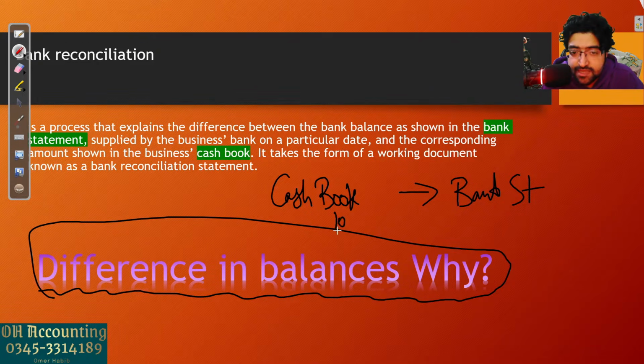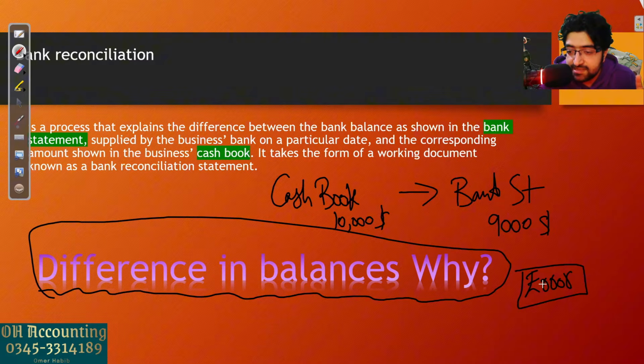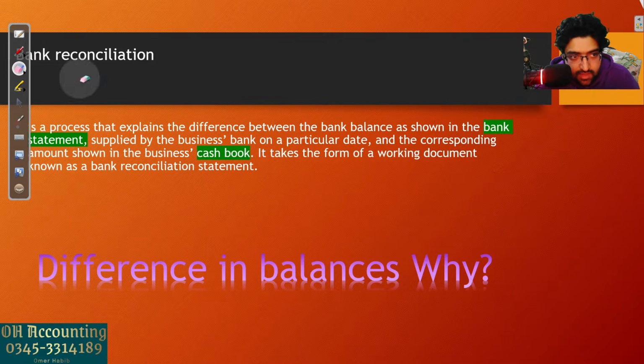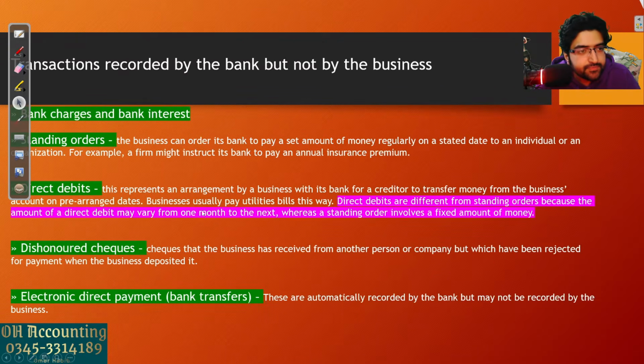How is it possible that the cash book is showing $10,000 and the bank statement is showing only $9,000? It can be due to some errors, but that is not usually always the case. It's only sometimes the reason. There are some other reasons as well, which I will discuss with you now. Now listen to me. Moving on.